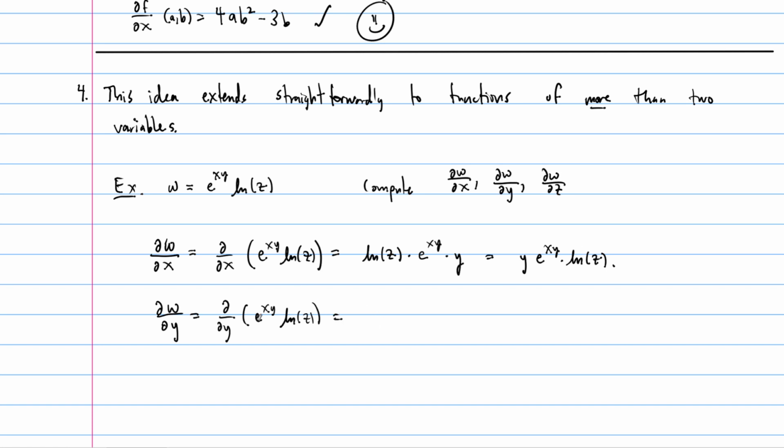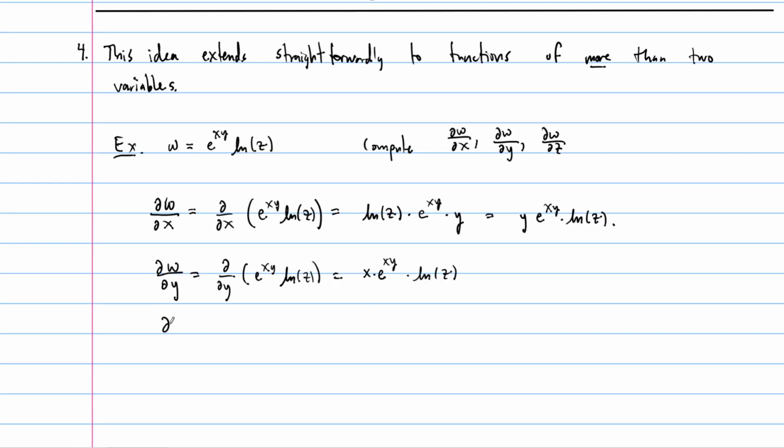So the derivative of e to the xy is going to be e to the xy times the derivative of xy with respect to y. So times x, right? And then times log of z, which is still a constant. That's a constant with respect to x and a constant with respect to y. So very similar, a little bit different, but very similar, right?